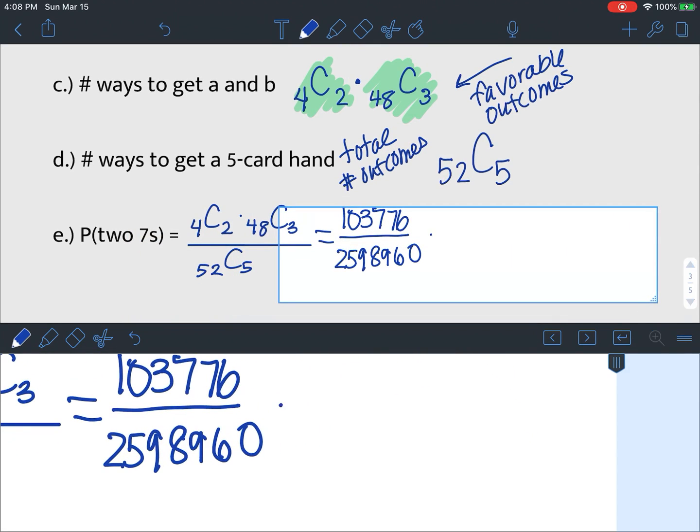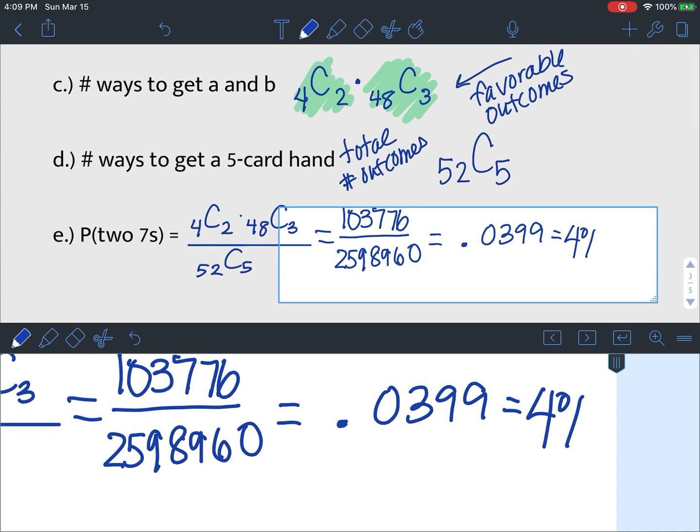And then we get 0.0399, which equals about 4%. So not a very good chance, I think.